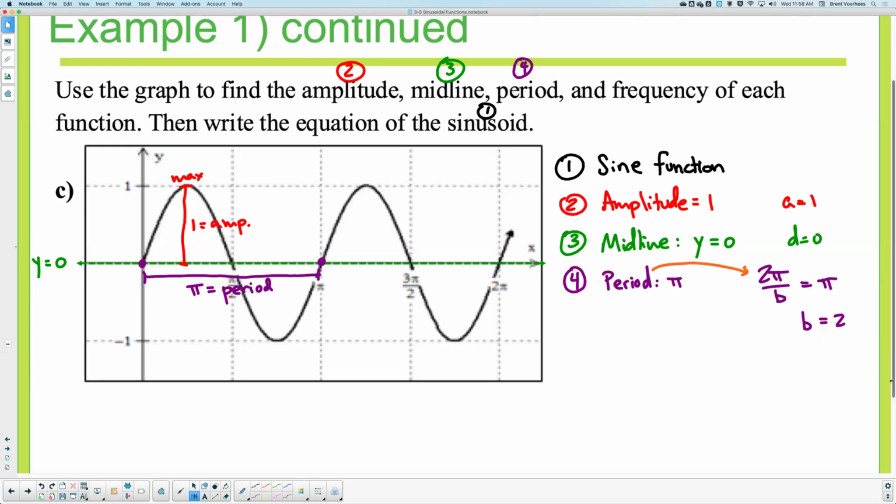All right, last thing we're going to find before we write our equation is the frequency. The frequency is what value? What is it the reciprocal of? The period. So if my period is pi, what's the frequency going to be? 1 divided by pi. You got it.